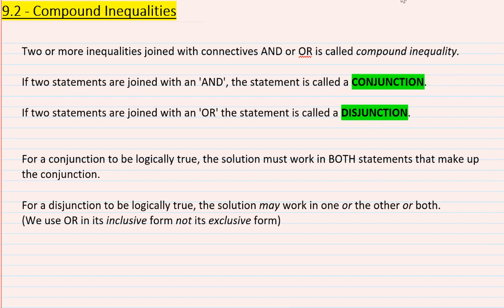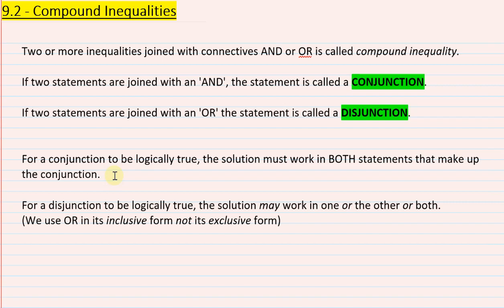Now, when is a conjunction true? When we're talking about the logic of a conjunction, remember, those are the statements that are connected with the connective and. For these types of conjunctions to be true, the solution must work in both statements that make up the conjunction, the statements on either side of the keyword and. So remember, the solution must work in both parts.